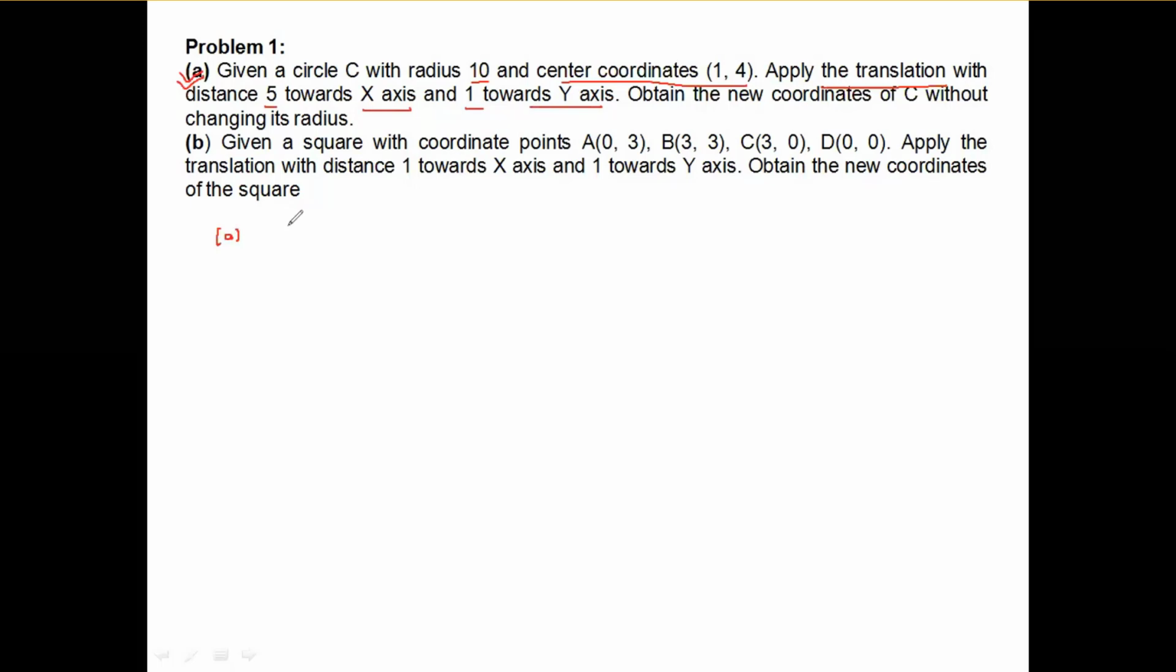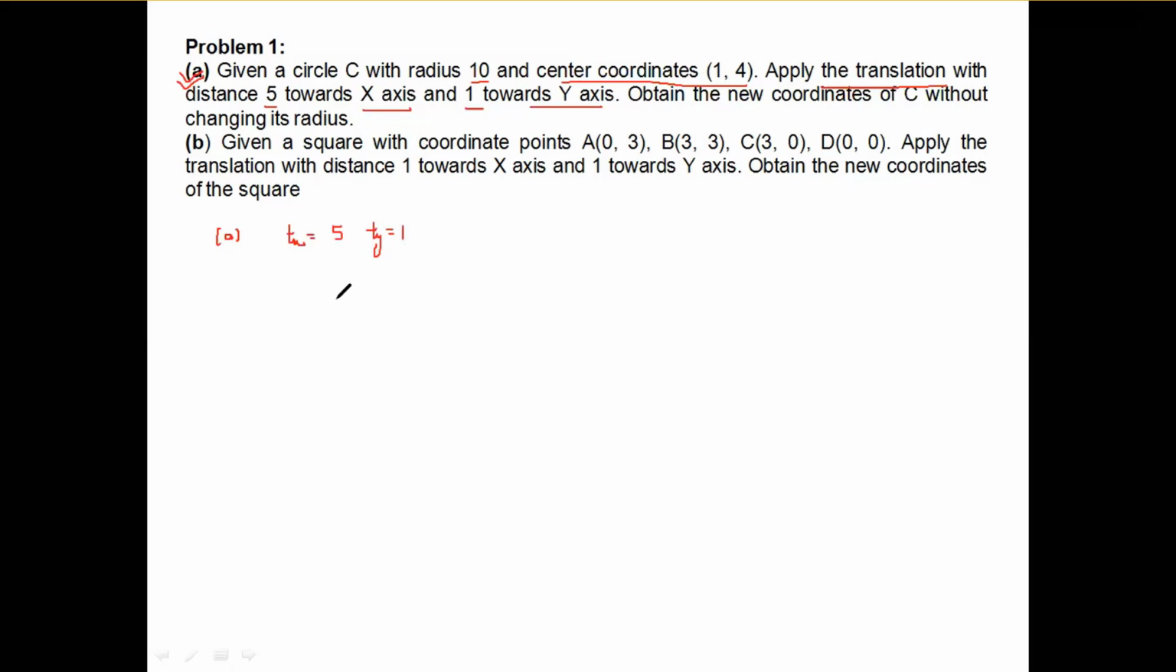the tx is given as 5 units. This is the translation factor, or you can call it a shift factor or a translation vector, by which the circle is moved in the x direction by 5 units, and ty is equal to 1. So how are we going to shift the circle with radius 10 given with the center coordinates 1, 4, and where will it be placed after translation?